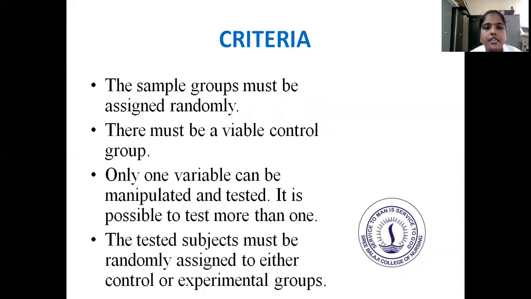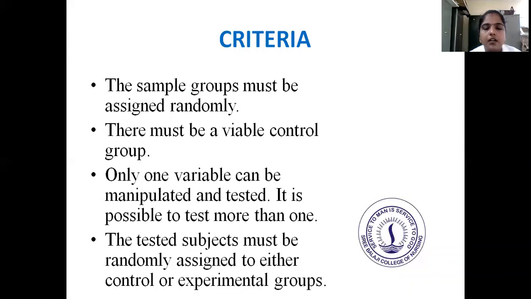Next one is criteria. The sample groups must be assigned randomly. There must be a viable control group. Only one variable can be manipulated and tested. It is possible to test more than one. The tester subject must be randomly assigned to either control or experimental group.